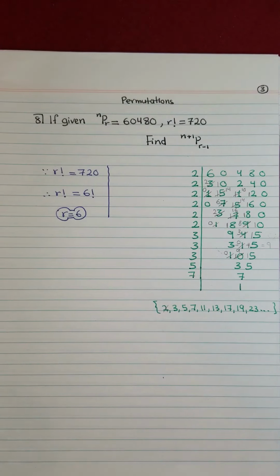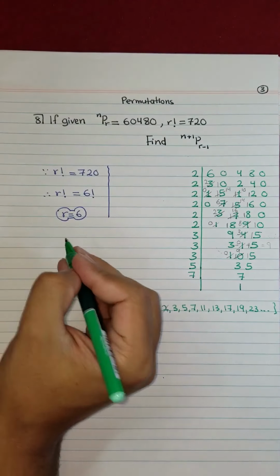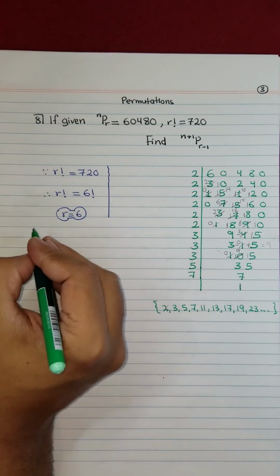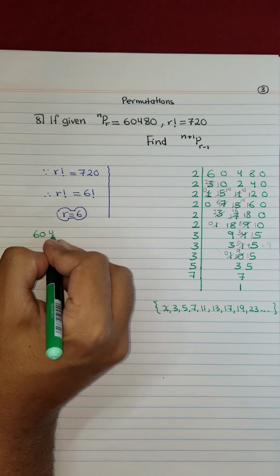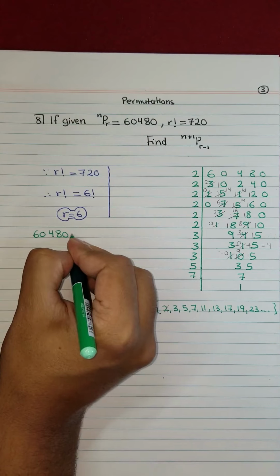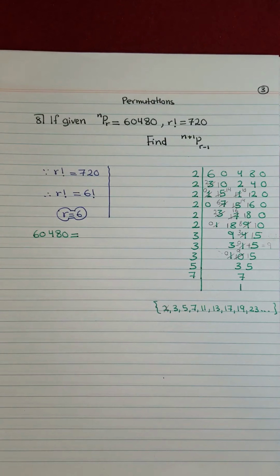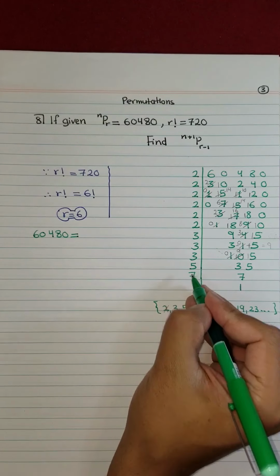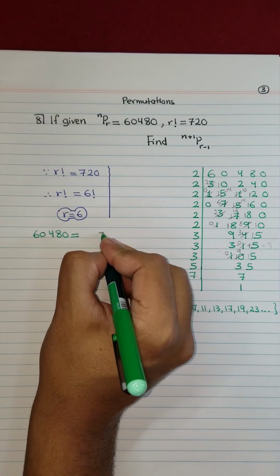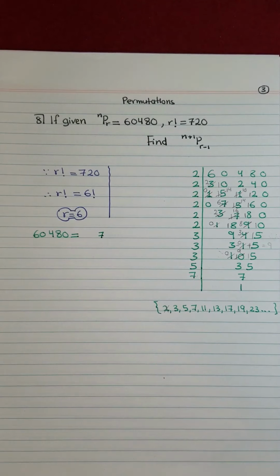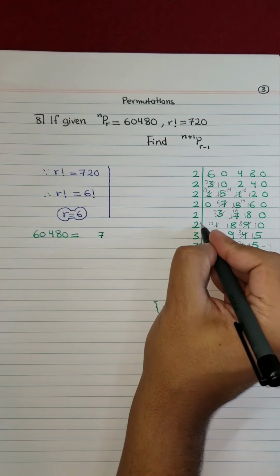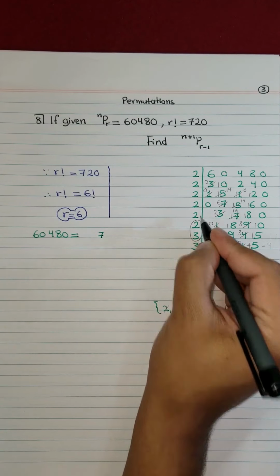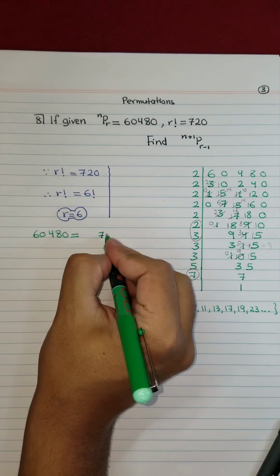So let's see. We have 60,480. We will write it as follows. Now look at this. We take the largest odd number, which is 7. So we have a 7. Do we have a 6? Yes. Here, this is a 6. So we take a 6.